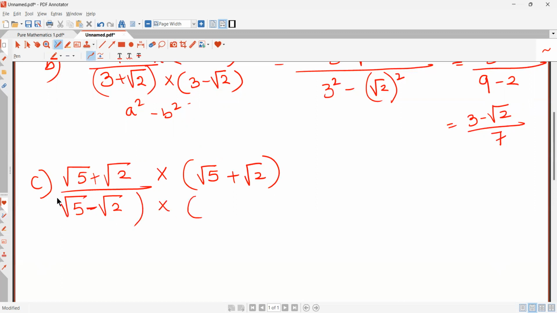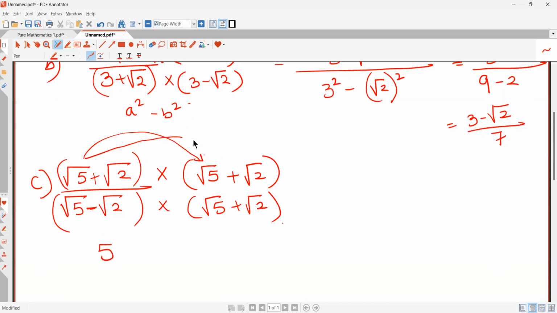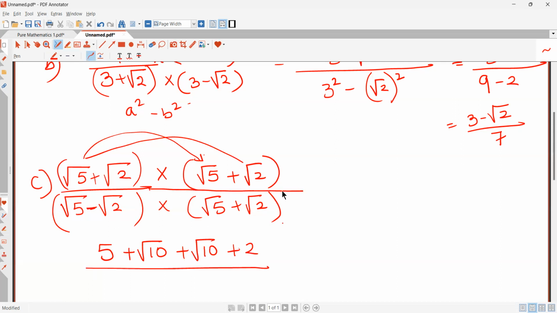And please, please, please do not forget to give brackets. Very important that you give brackets. Understood this one? Now, this root 5 will multiply with this root 5. How much will my answer be? 5. Then root 5 also gets multiplied with root 2. What will it be? Root 10. Root 5 plus root 10, again root 10, again plus 2. Divided by, I told you, remember, what does this look like? A square minus b square. So root of 5 whole square minus root of 2 whole square.